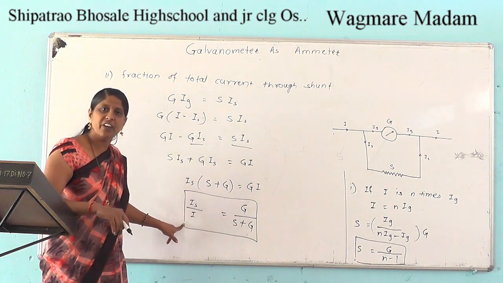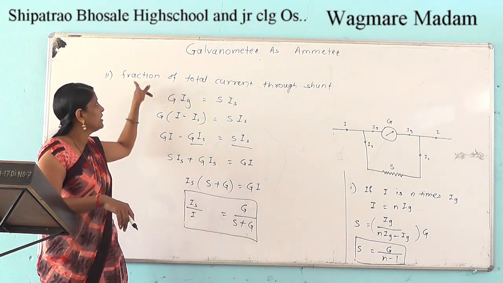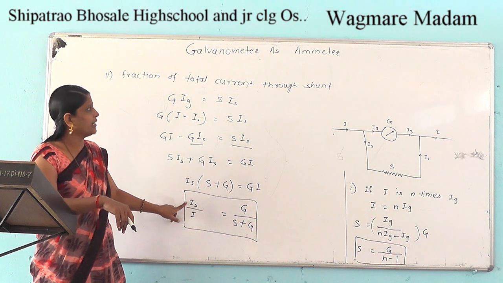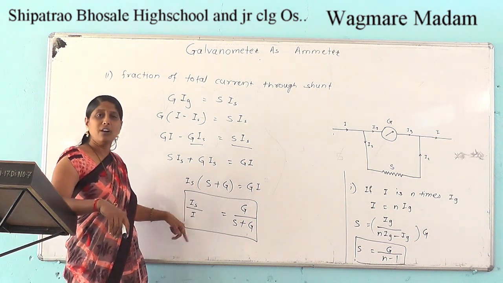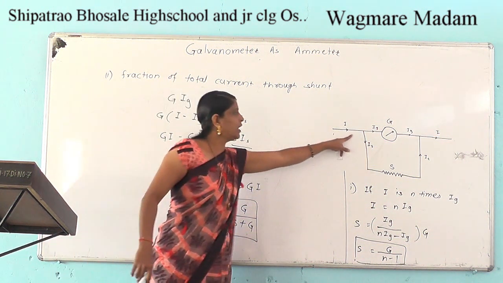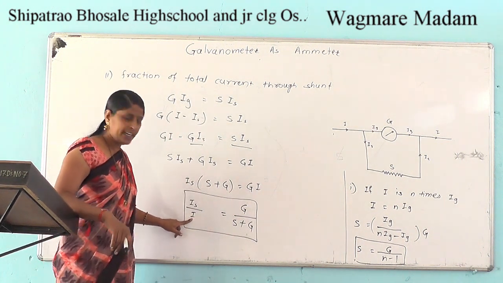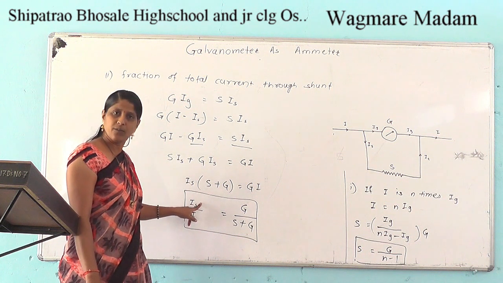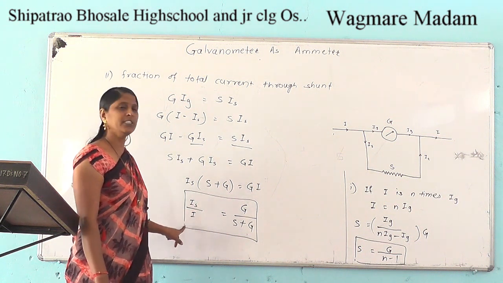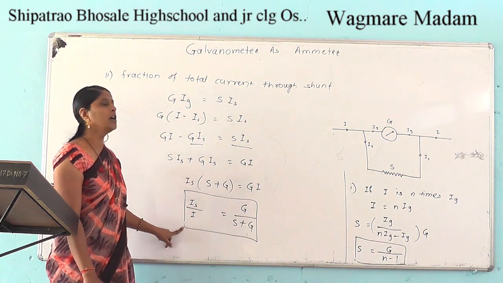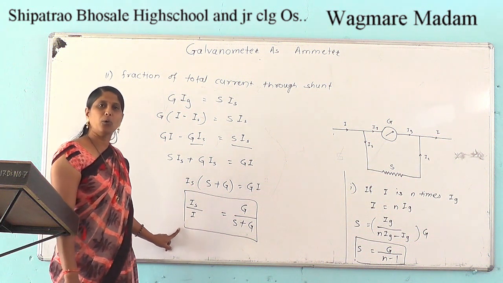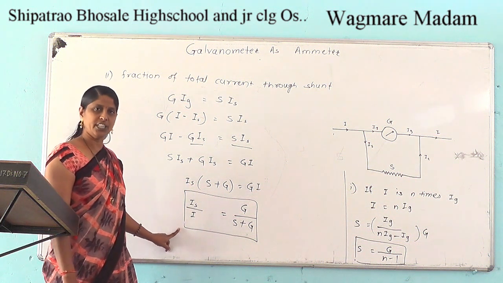By using this equation, we can find out the fraction of total current through the shunt out of the total current flowing through the circuit. That is, I is the current flowing through the circuit and Is is the current flowing through the shunt. By using this equation, we can find the fraction of total current in the shunt.